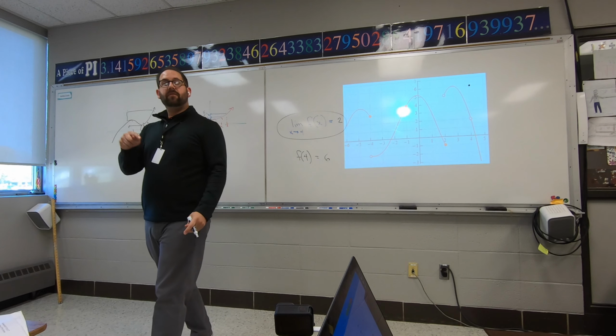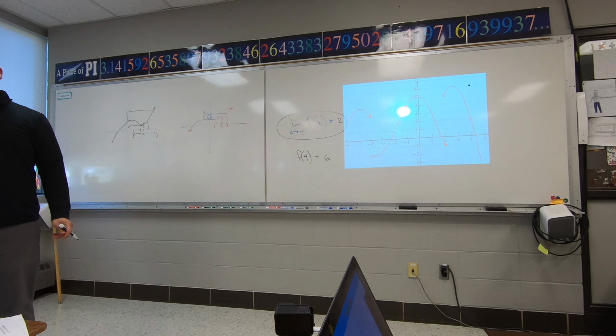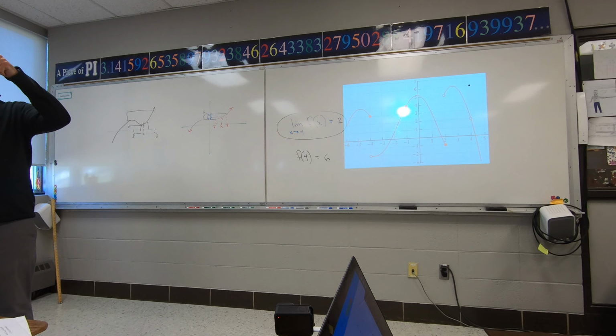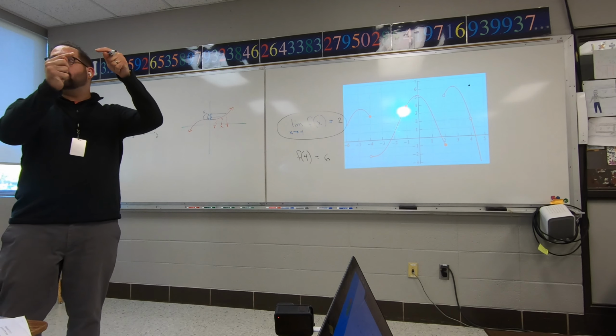The limit could be a different number than what the actual function is. You just have to look at where the graph is pointing. That's what a limit is. Look at the graph, see where the graph is pointing towards.